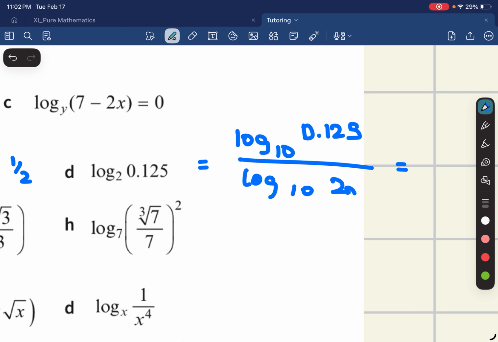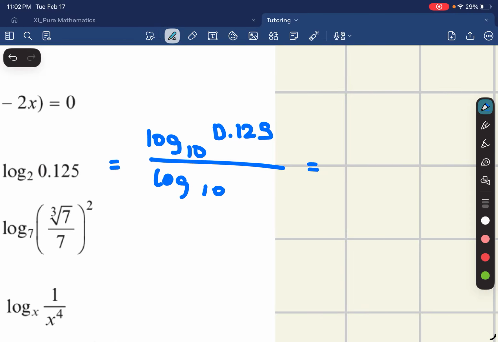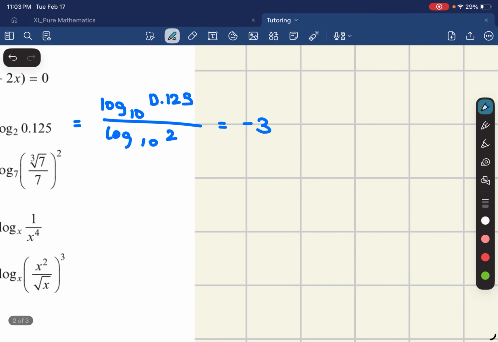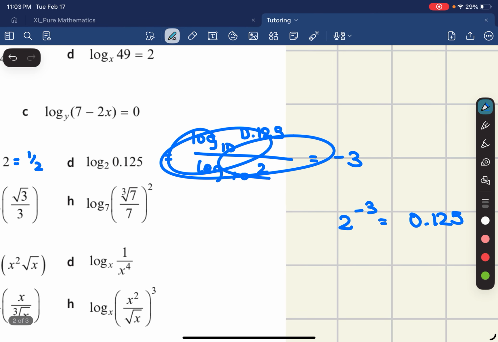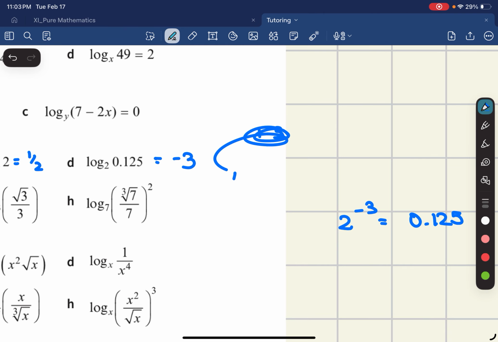And again, I'll show you the proof. We'll go through the proof of why this change of base works. But for now, let's just say that log base 10 of 0.125 divided by log base 10 of 2 is just negative 3. So actually 2 to the power minus 3 should be 0.125 if you check. So we get here negative 3, right? If you put it into your calculator. And this says that 2 to the power negative 3 should be 0.125.